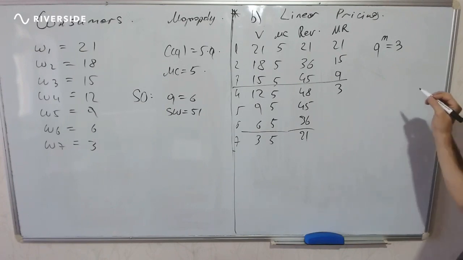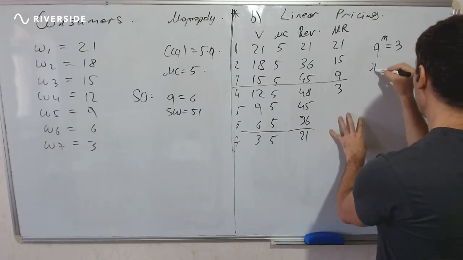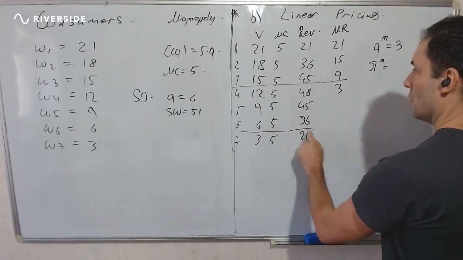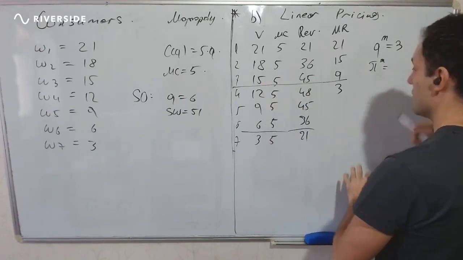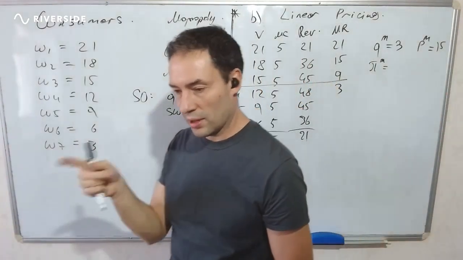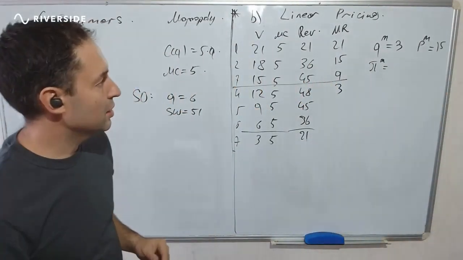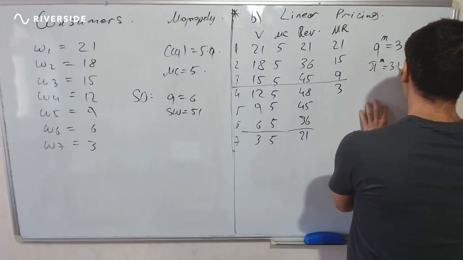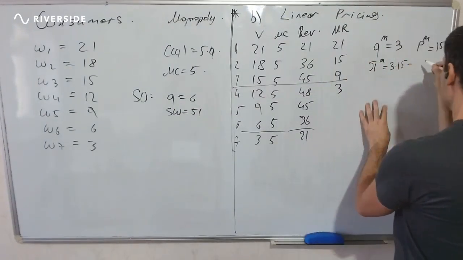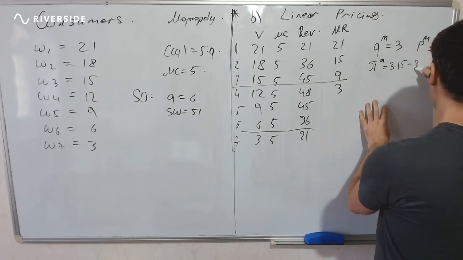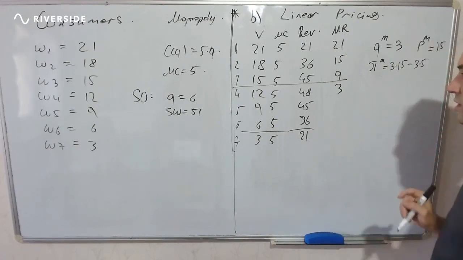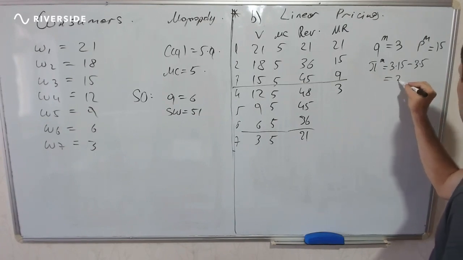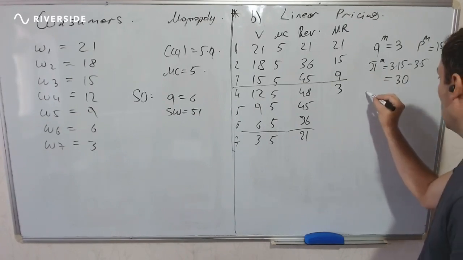And now let's calculate profits. So the monopoly profit will be, okay, the price will be 15. This is the price he will charge, so basically anyone can buy at 15. There will only be 3 customers. So his monopoly profit will be 3 times 15 minus 3 times 5, because it costs him 5 to produce each one. Therefore, that's 30.